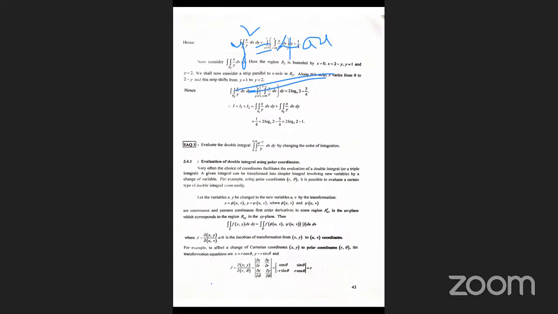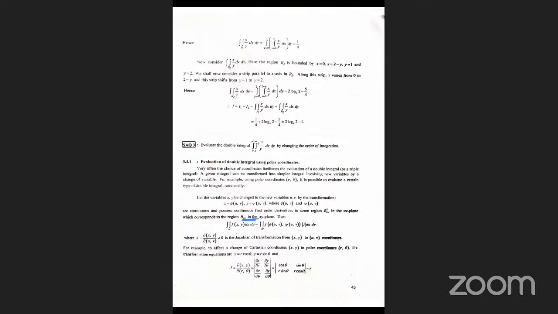x equal to a t square and y equal to 2at. These are the parametric equations, and in the same way, polar coordinates for the circle means x equal to a cos theta and y equal to a sin theta. Now, evaluation of the double integration.